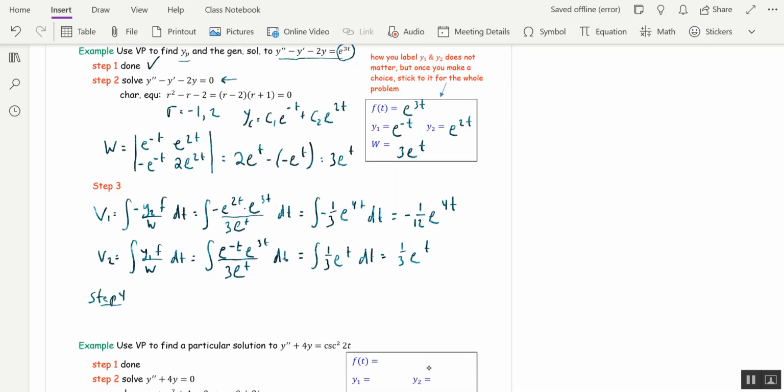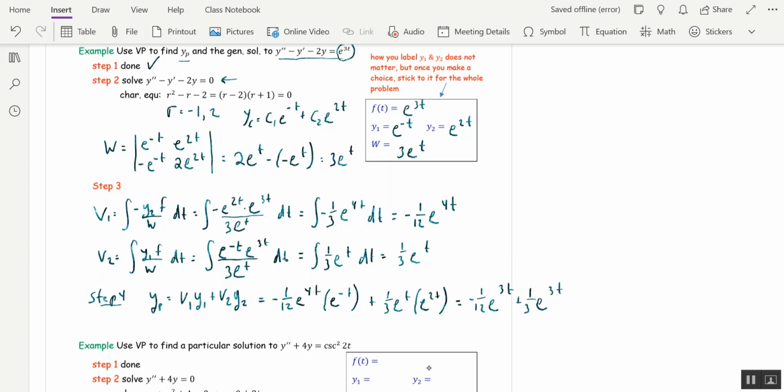All right, step 4 is to write down a particular solution yp. The formula for yp is v1 y1 plus v2 y2. V1 was negative 1/12 e^(4t), y1 was e^(-t). And then I add on v2, which is 1/3 e^t, times y2, which is e^(2t). Now that's negative 1/12 e^(3t) plus 1/3 e^(3t). So if I get a common denominator, I get yp is 1/4 e^(3t).